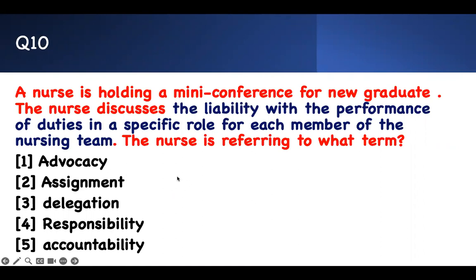The nurse discusses the liability with the performance of duties in a specific role for each member of the nursing team. The nurse is referring to what? What are you referring to? Advocacy, basically, you're just advocating for yourself and the client, especially.